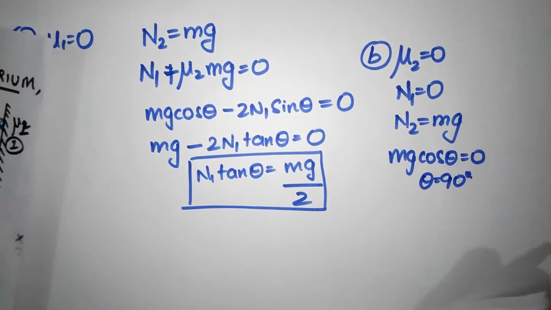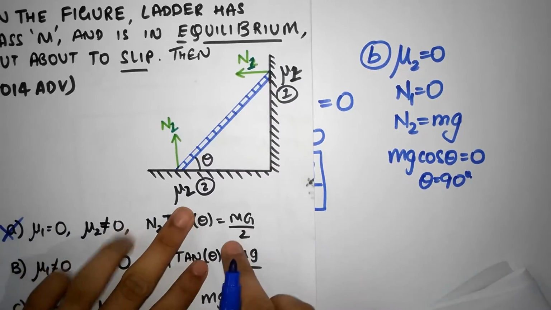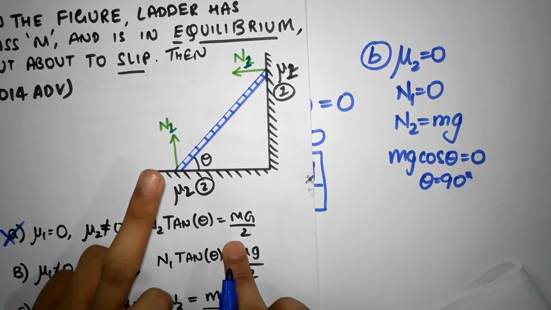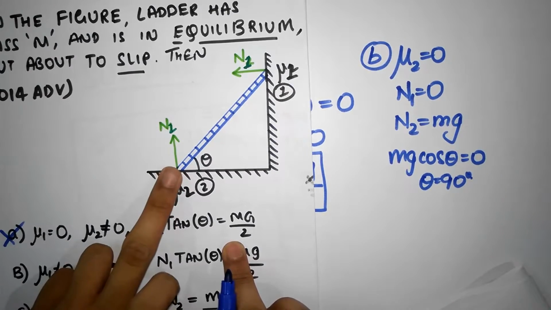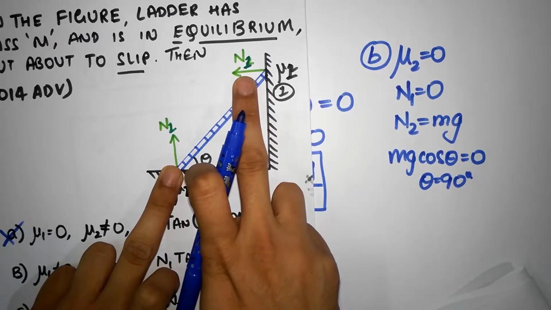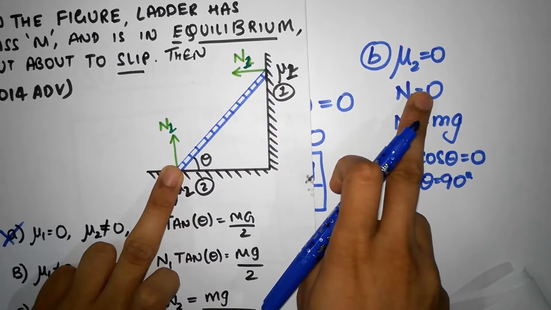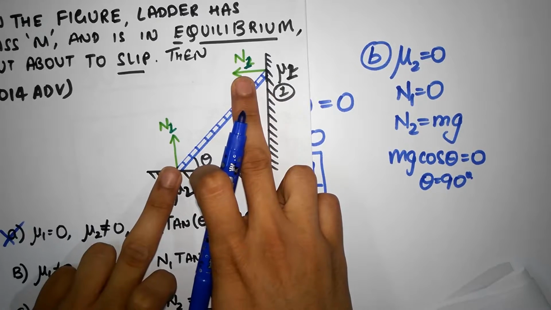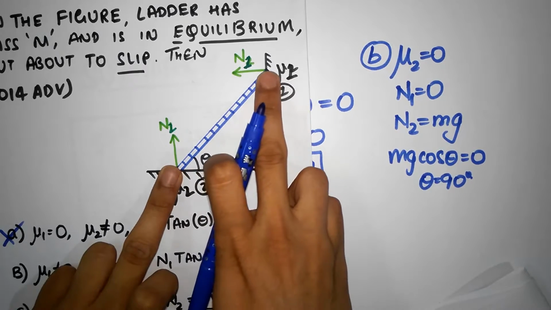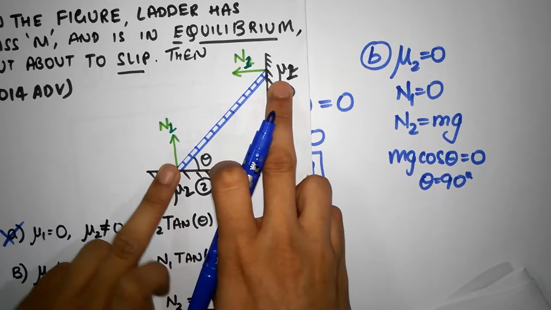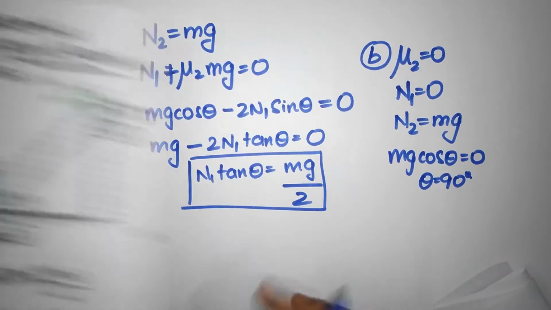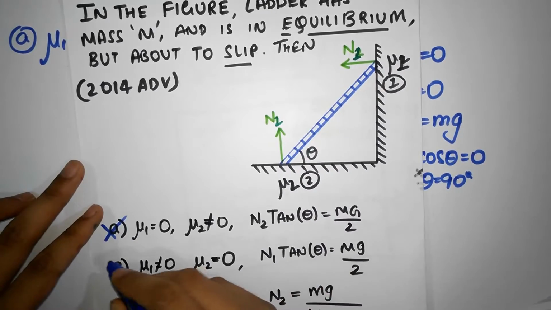And I think that makes sense. You see, if you make mu2 equal to 0, then there's no friction here. And if there's no friction over here, there's no one countering n1. Therefore, n1 has to go to 0. And if n1 goes to 0, then there's no contact here. That means even this friction doesn't make any sense. So, yeah, obviously this is wrong. You don't get this equation.